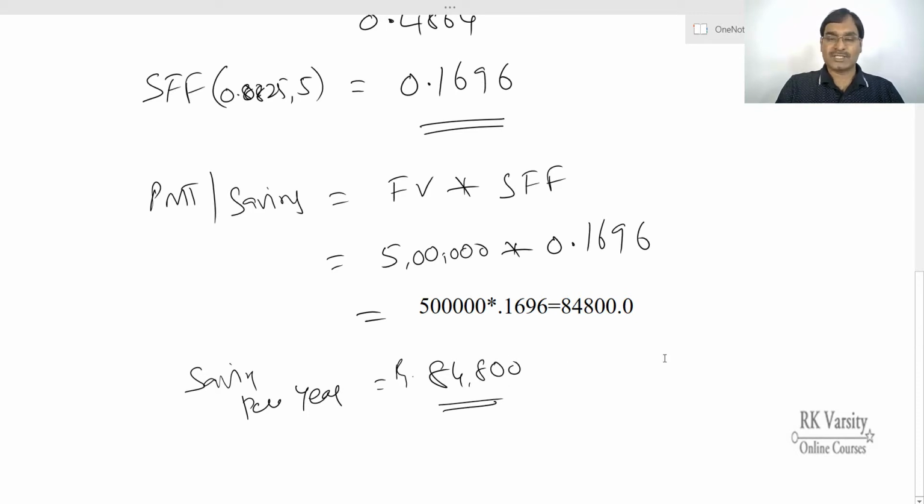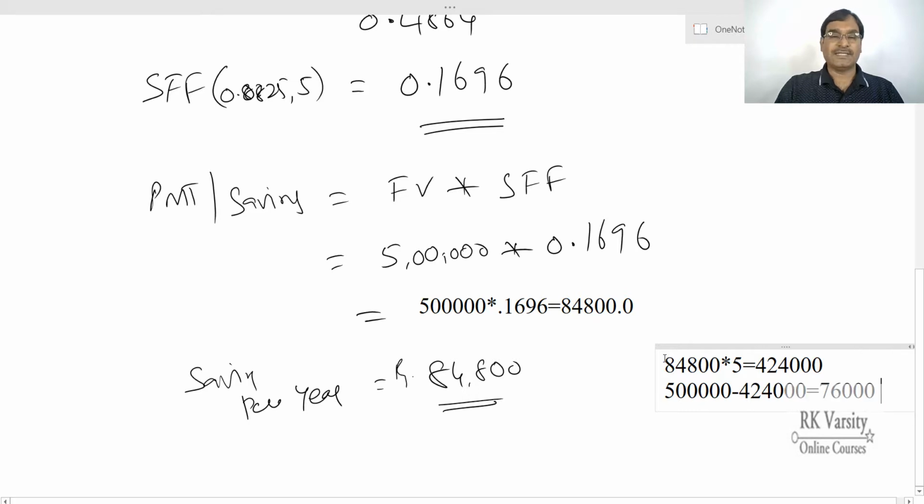Now we see how much amount you are saving in 5 years. This is 84,800 times 5. From your pocket you will save 4,24,000. And the interest that you earned is 5 lakhs, the total amount that the bank is going to pay you, minus your deposit amount. So 76,000 rupees is the interest that you earn on this account. You can use the sinking fund factor to determine how much payment you have to make or how much money you have to save. With the help of that you can also know how much interest you earn on this particular saving. Thank you.